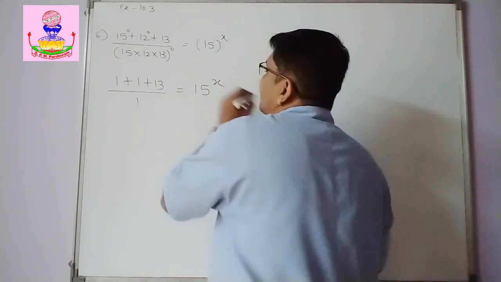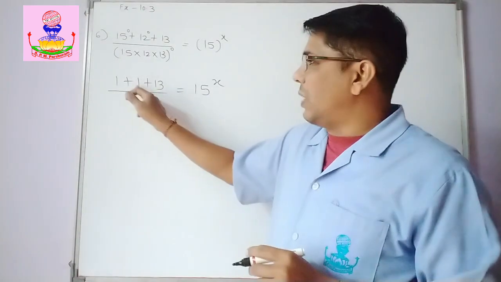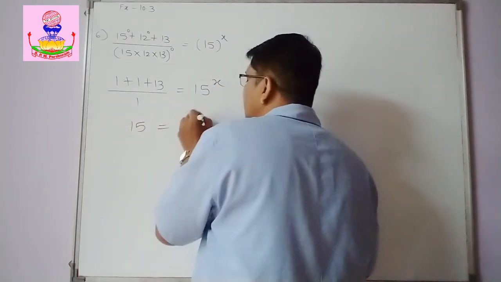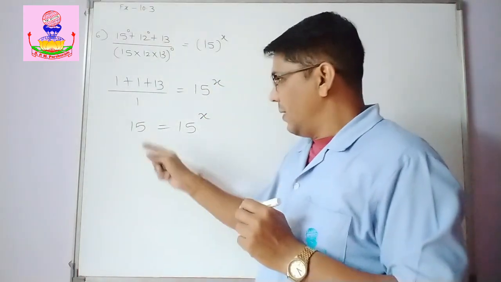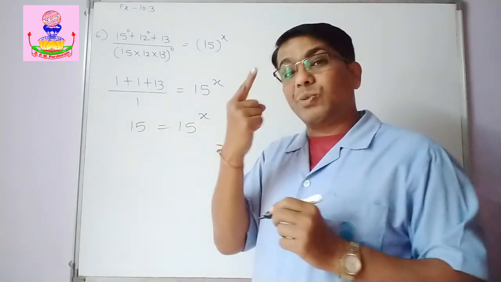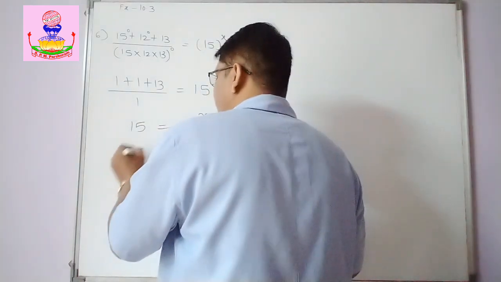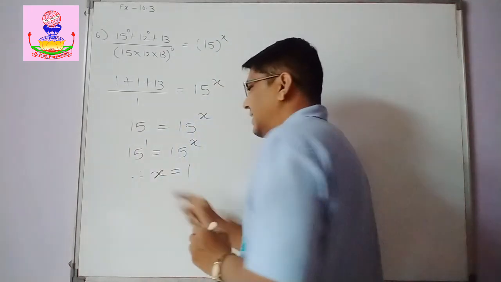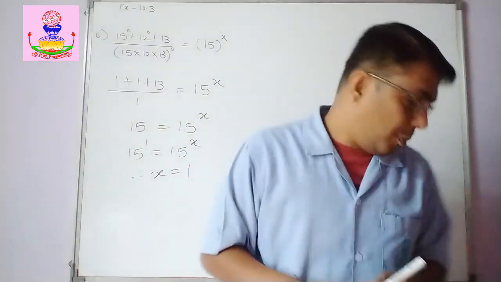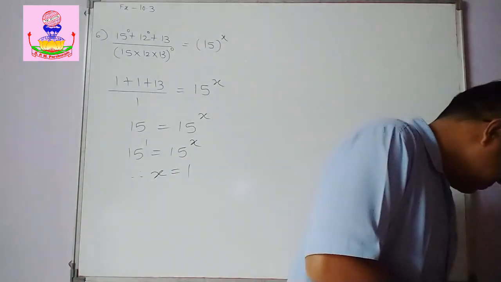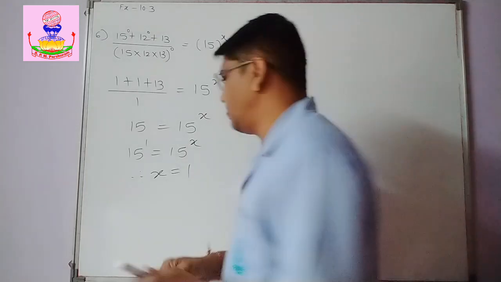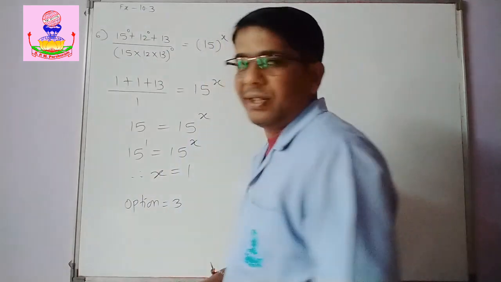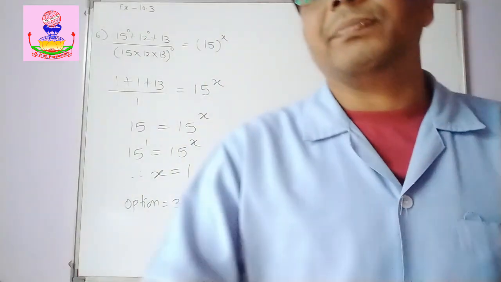So that is equal to 15 raised to x. Now 13 plus 1 plus 1, so that is 15. So 15 is equal to 15 raised to x. Now 15, here there is nothing, means what is there? 1. So 15 raised to 1 is equal to 15 raised to x. Therefore x is equal to 1, neglecting the bases. And hence option third is the right answer. Let's move to the next example.